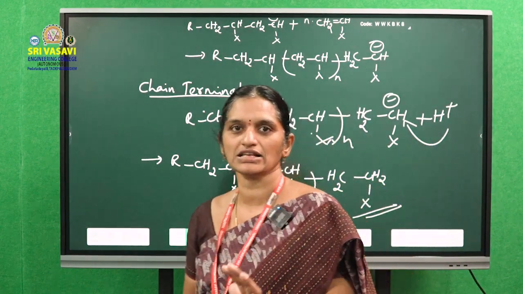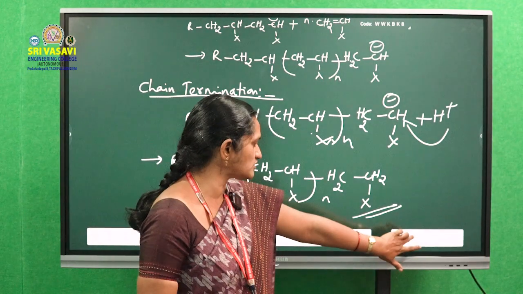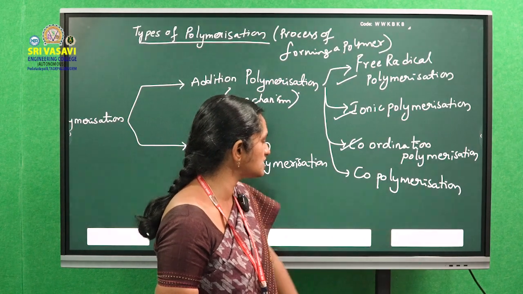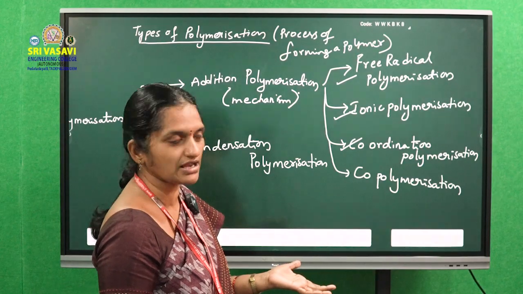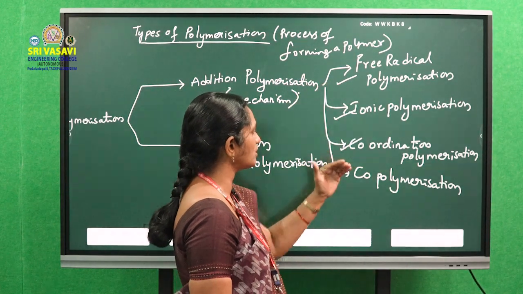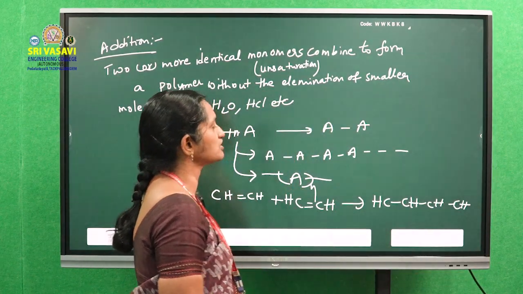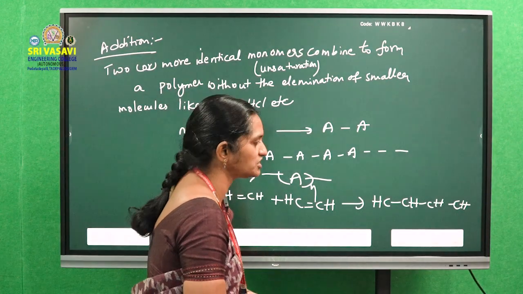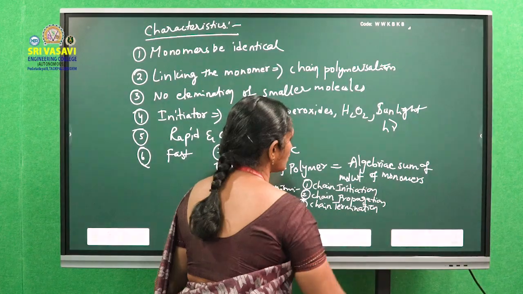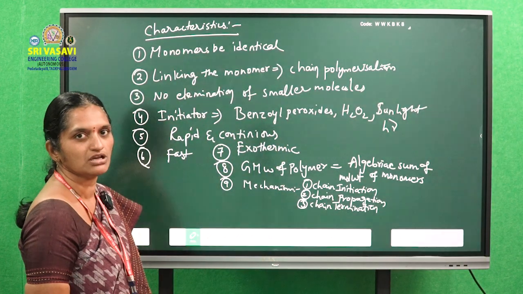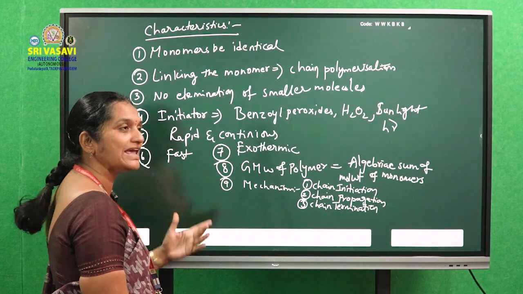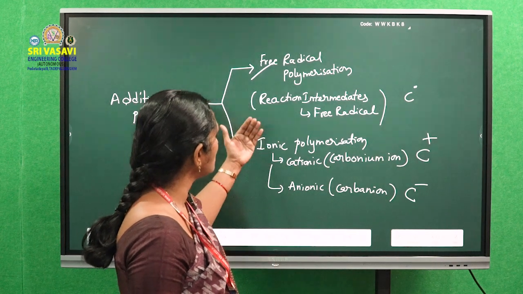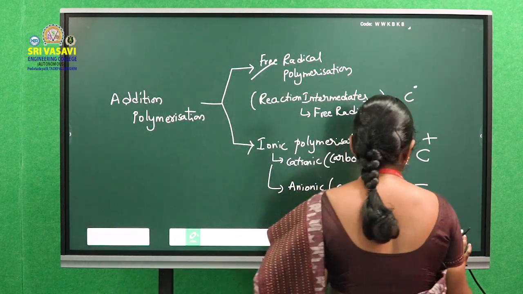Okay, in this class we talked about the different types of polymerizations. What is polymerization? How many types of polymerizations are there? Anionic, free radical, ionic, coordination and copolymerization. We talked about the definition of addition polymerization: without the elimination of smaller molecules, in the presence of an initiator, that is called addition. We talked about the characteristics, the salient features of addition polymerization. Then we talked about the mechanism of free radical, cationic addition and anionic addition polymerization.